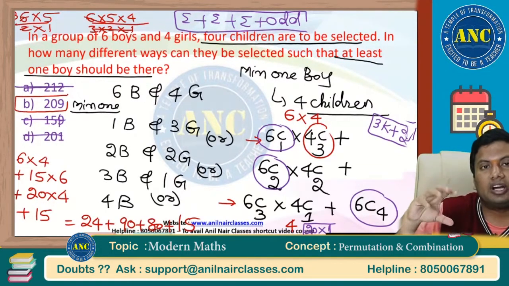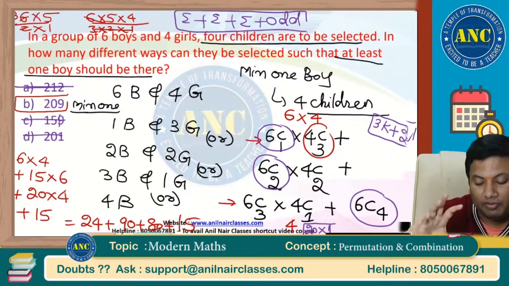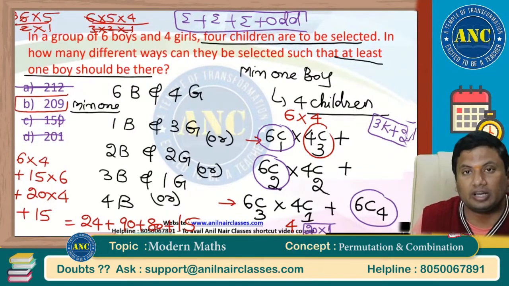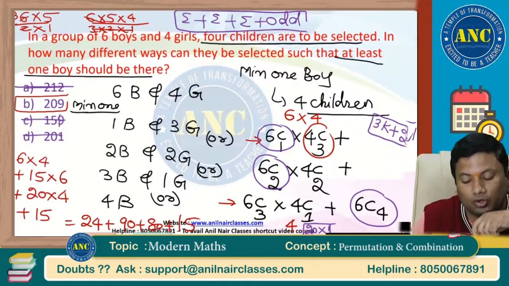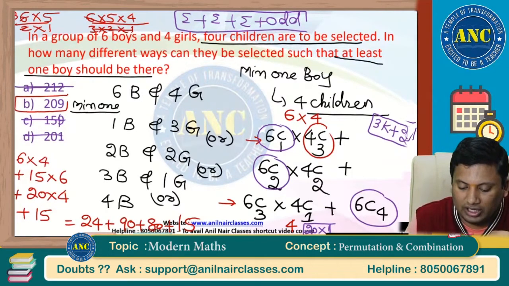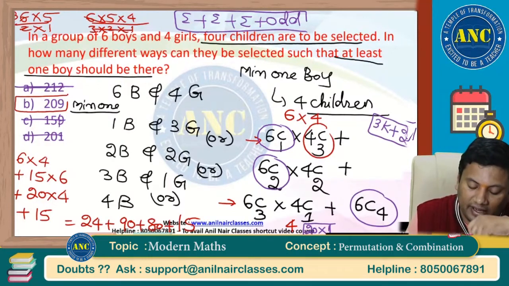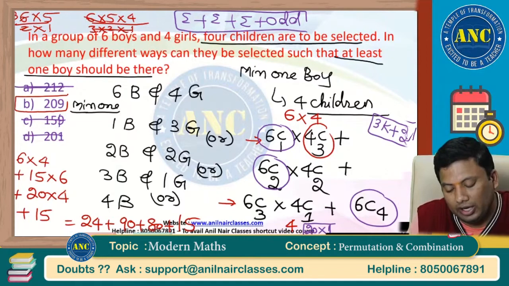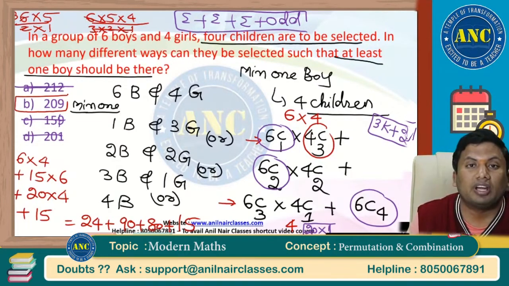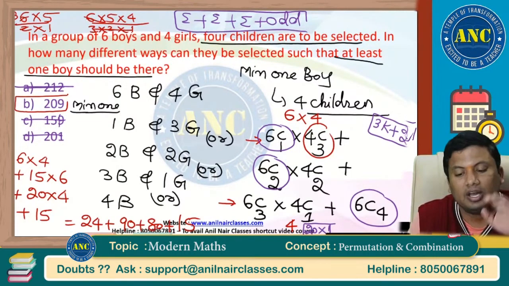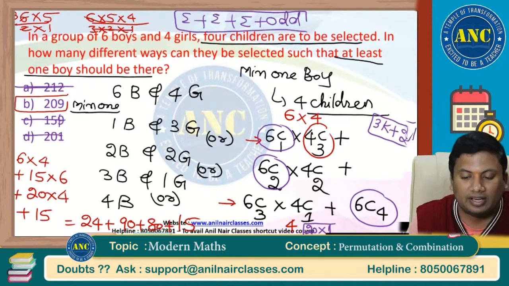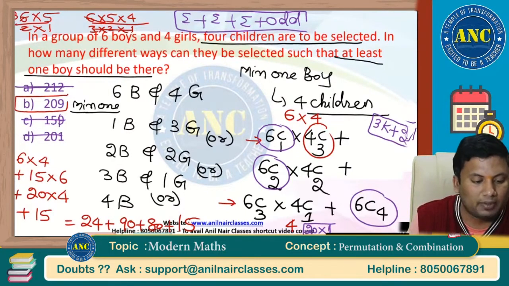Instead of 4 children, if it is 10 boys and 6 girls selecting 5, this method is extremely important. Again, I am telling you, why is 212 eliminated? 4C3 is 4. 4C2, 4 is even number. Even into any number, even. 6C4 is 15, which is odd. Even plus odd. Answer should be an odd number.